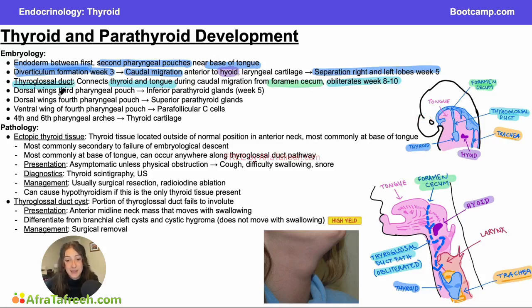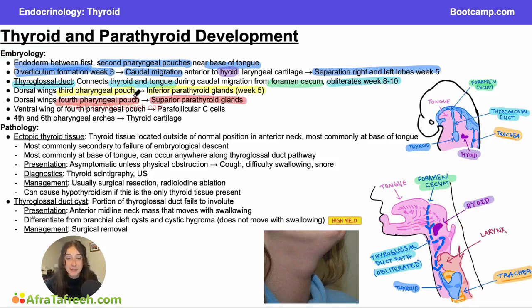While our thyroid is developing, we also are going to have our parathyroid developing. So the dorsal wings of the third pharyngeal pouch are going to give rise to our inferior parathyroid glands during week 5. And then our dorsal wings of our fourth pharyngeal pouch are going to give rise to our superior parathyroid glands around the same time.